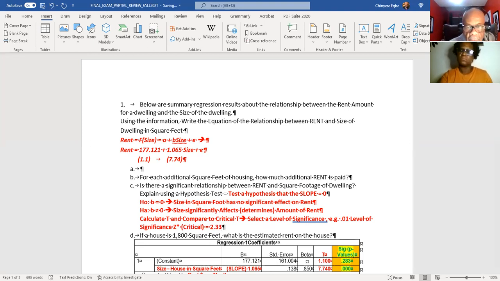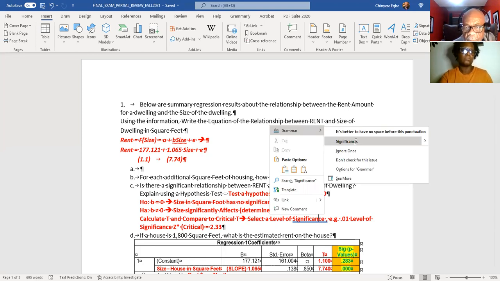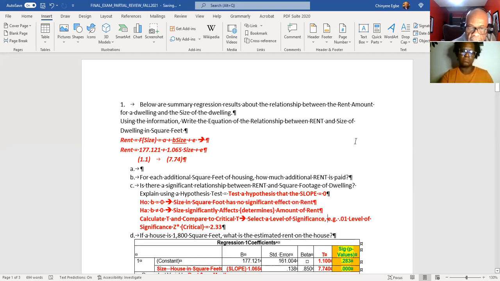And please review for yourself on how to determine that critical Z, depending on sample size. That is, if you have sample less than 30, then you use a critical T depending on sample size. If you have sample size more than 30, if it's a large sample, then you choose a critical T based on the level of significance alone. So in this case, we're assuming a large sample, and the critical T is 2.33.